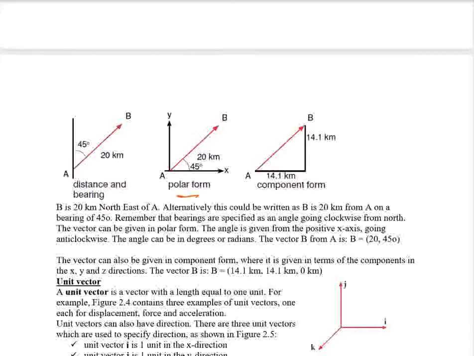This one is polar form. This one is what? Component form. In distance of bearing, the angle is measured from the vertical, and this vector is expressed relative to what? Point B. Therefore, if it is expressed relative to another point, it is expressed as a position vector. We can express this position vector in three ways: in distance and bearing form, in polar form, and in component form.